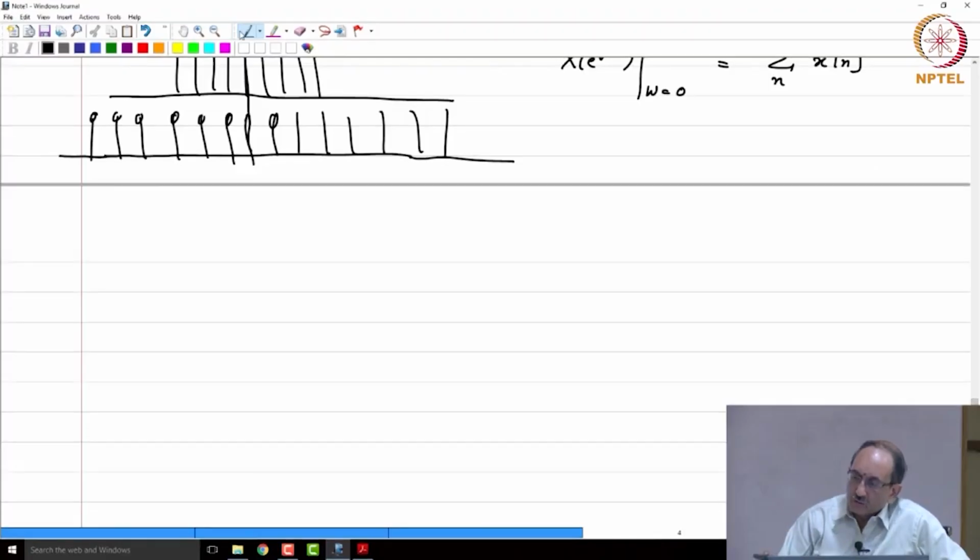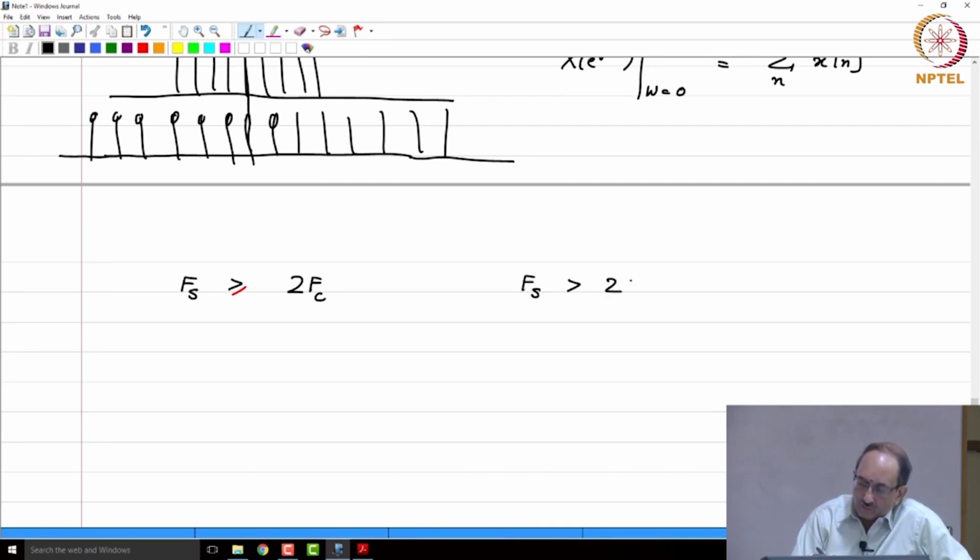Let us look at another aspect of sampling. So, we said that Fs must be greater than or equal to Fc, where Fc is the highest frequency. The question we want to ask is, is it really greater than or equal to, or strictly greater?